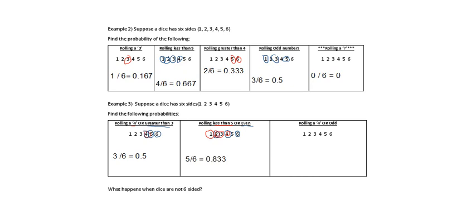All right, next I'd like to roll a 4 or an odd. So first, let me circle the 4. Now I'll circle all the odd numbers, 1, 3, and 5. And what you notice is there are 4 numbers circled. So 4 divided by 6 is 0.667. All right, excellent.